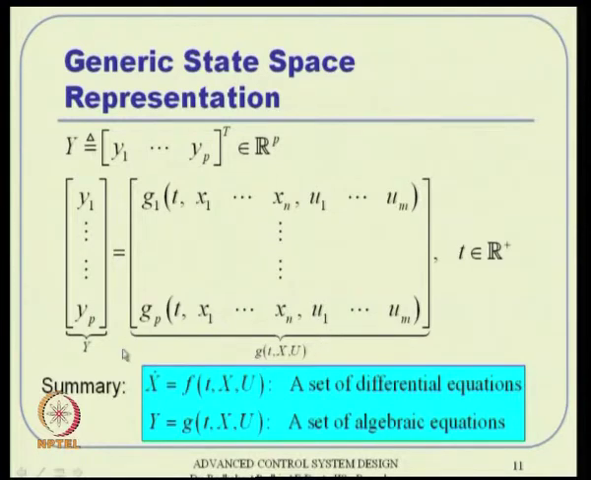So, in general it is y equal to g of t, x, u, not y dot, remember that. So, it is x dot equal to f of t, x, u and y equal to g of t, x, u, and f of t, x, u and g of t, x, u are algebraic equations. Obviously, the first one is a set of differential equations and the second one is a set of algebraic equations.